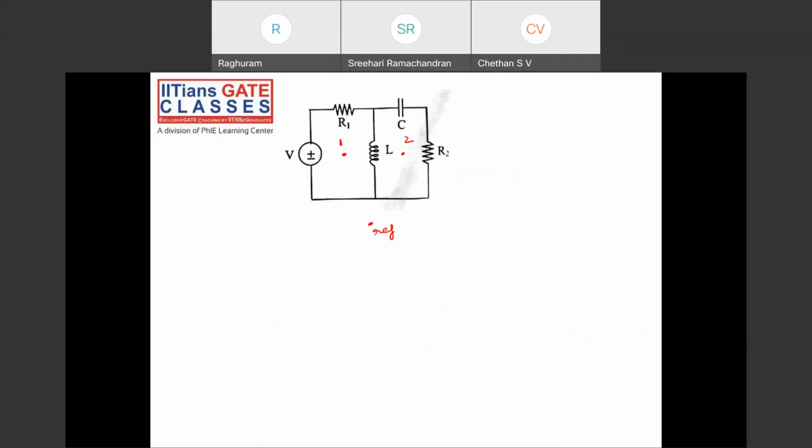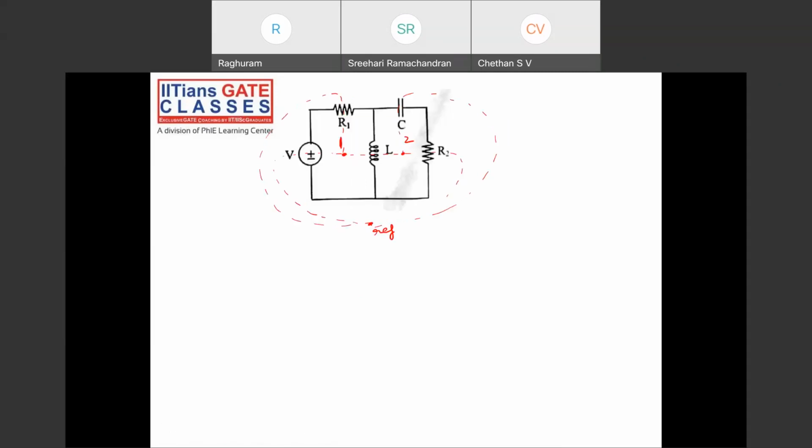Okay. So in this mesh 2, I have to draw 1 to the reference node and 2 to the reference node lines such that each line crosses an element. So I have a voltage source here. It crosses something like this. I have a resistance here. It crosses something like this. And from 1 to 2 also, you have to draw it. And 2 to reference node again. Now you have to replace all these elements with their duals.